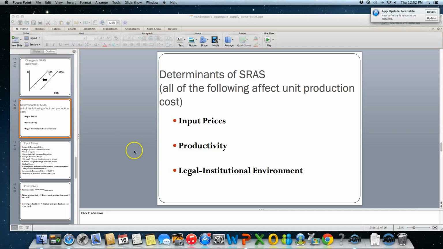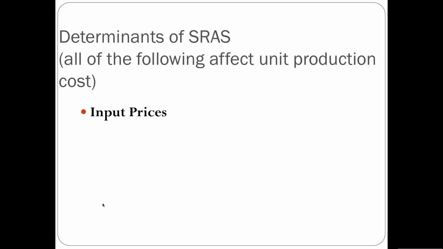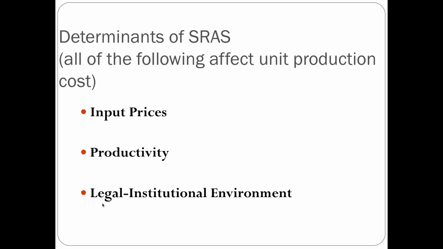All right, so there are three determinants of short-run aggregate supply. The first one is the most common, which is input prices. You also have changes in productivity, particularly in the short term. And then you have the legal institutional environment, which is changes in taxes, subsidies, and government regulation of businesses.